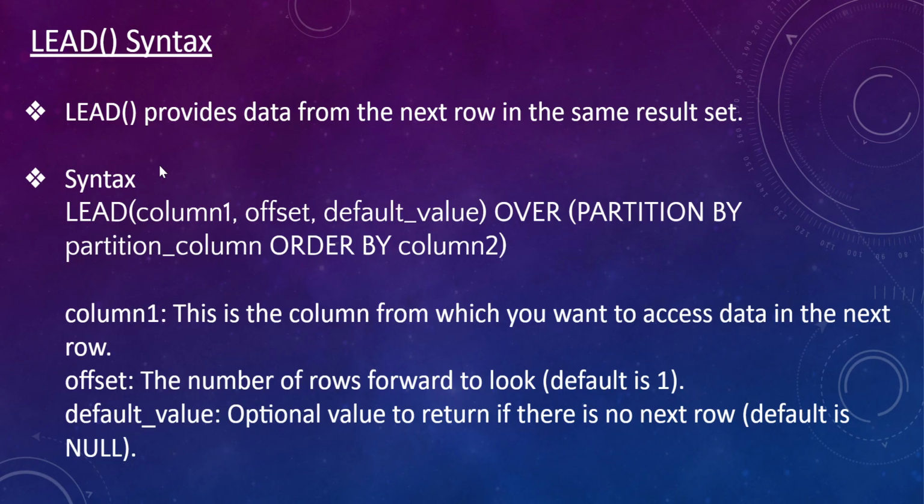Now let's see the lead syntax. It is very similar to lag. There is no difference, it's just that lead provides data from the next row in the same result set. And if we see the syntax, this is the syntax: lead, column 1, comma, offset, default value, over, partition by, then the partition column, then order by column 2. Column 1, which is coming inside the lead function, is the column from which you want to access data in the next row.